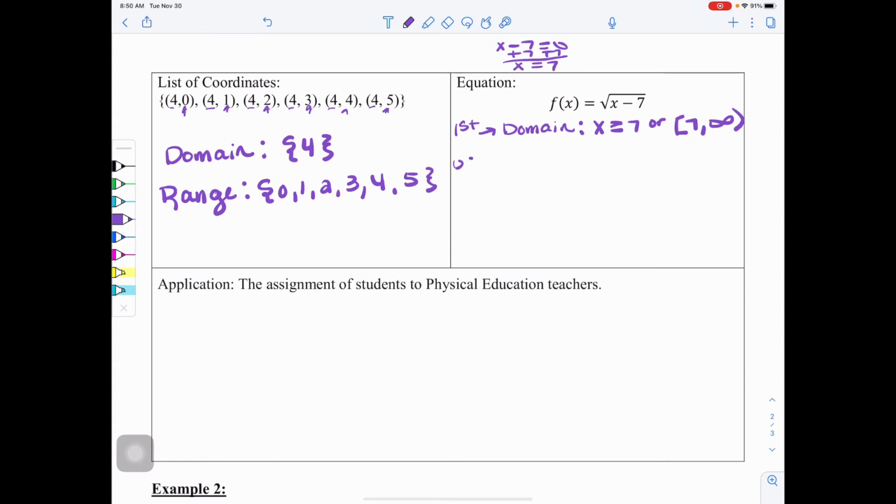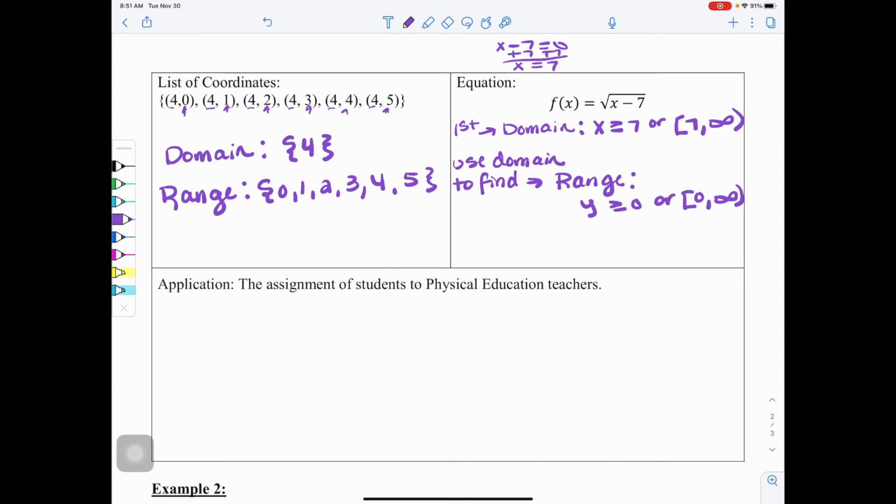Now, what you would do next is use the domain to find your range. Now that I know 7 is the lowest it can be, if I actually did plug 7 in, 7 take away 7 is 0, the square root of 0 is 0. So now I know the lowest y value I can have is 0 and anything bigger than that. So my range is y is greater than or equal to 0, or in interval notation, 0 is the lowest and included, going towards infinity.